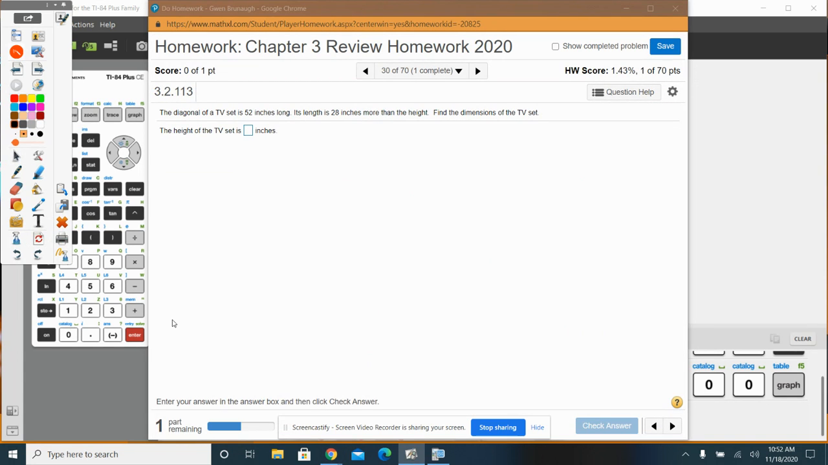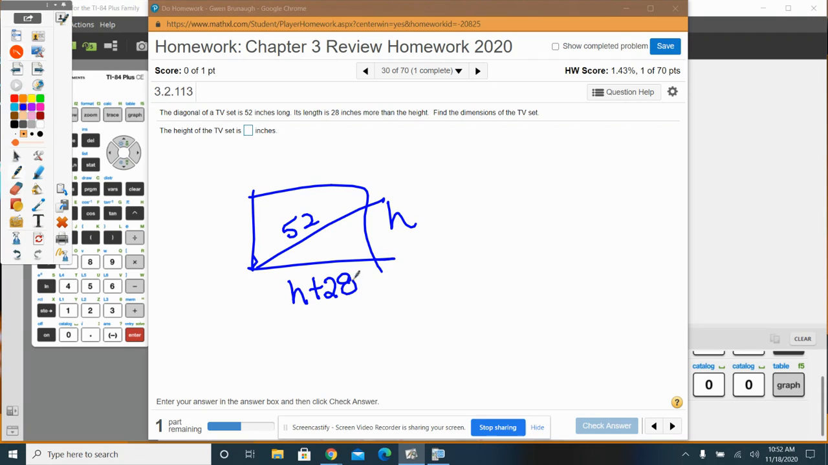What's going on here? The diagonal of a TV is 52 inches long. So you have a TV. The diagonal is 52. Its length is 28 inches more than the height. So if this is the height, the length is 28 more. That's h plus 28. Find the dimensions of the TV set. All right, so we can do a squared plus b squared equals c squared, I think is what I would do here. So we can do h squared plus (h plus 28) squared equals 52 squared.